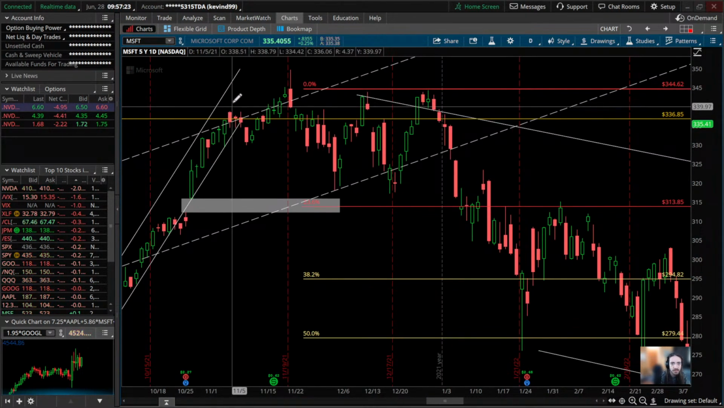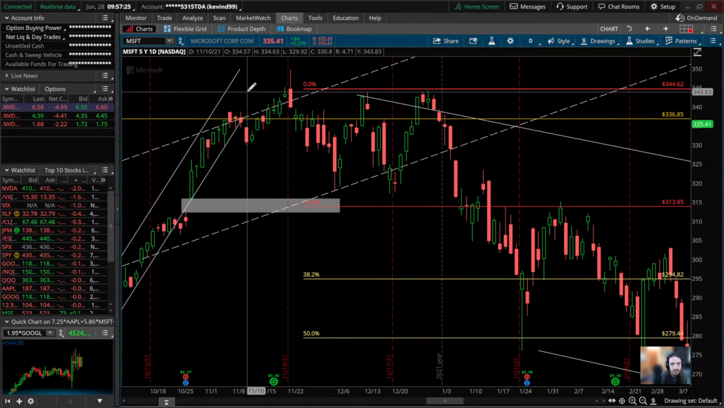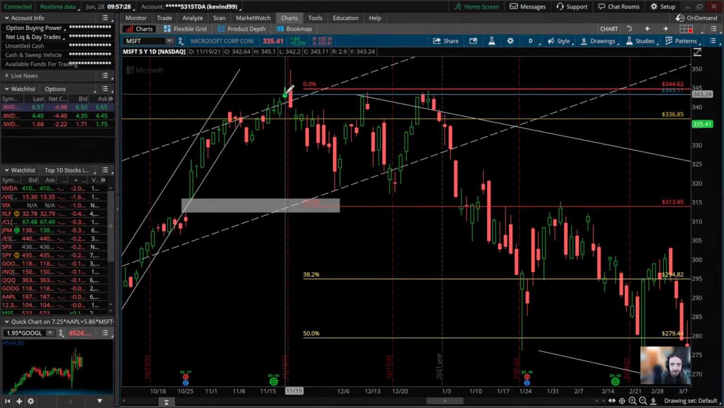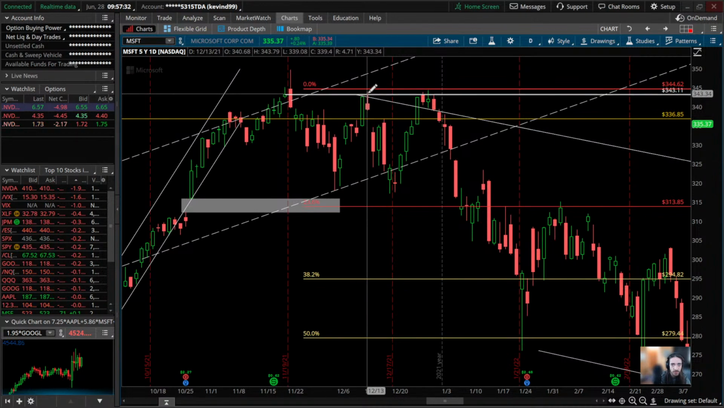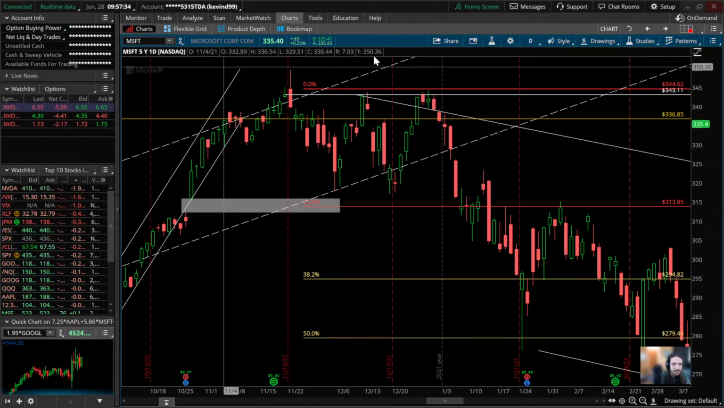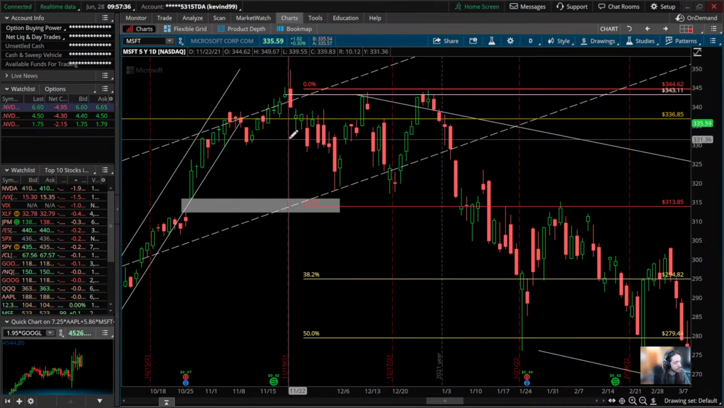So let's zoom in and let's see. Let's put one right there. That's a solid one, right? Because 1 touch, 2, 3, 4, 5. That's good. The more touches you get on a trend line, the better.